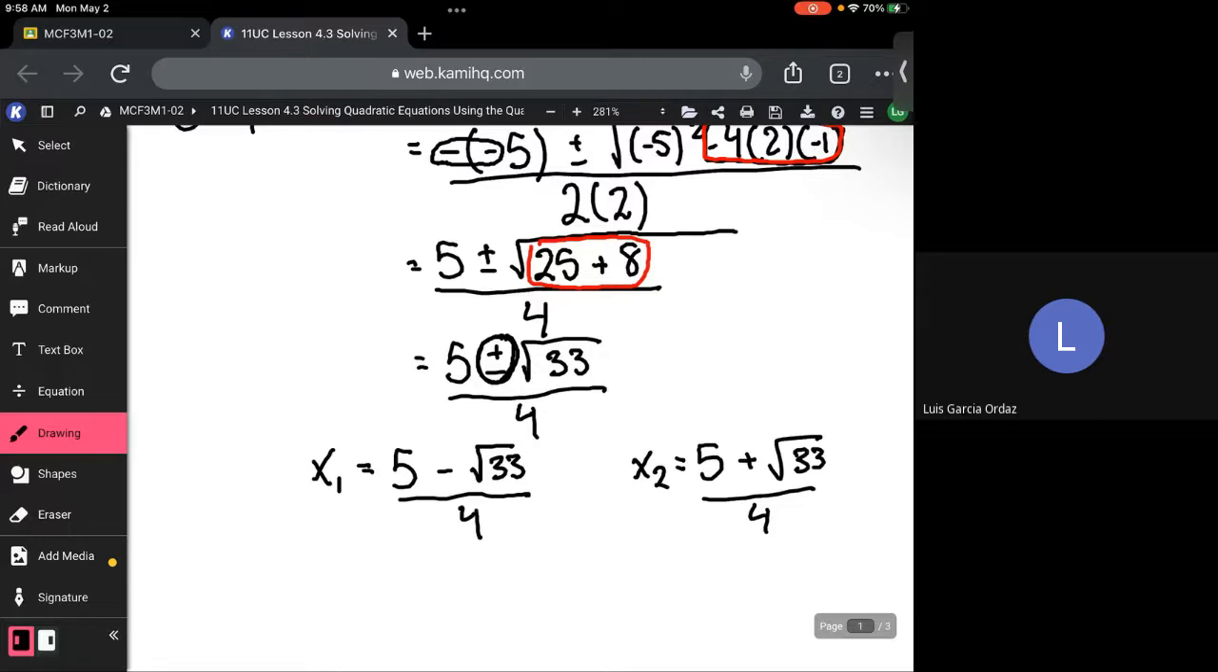Okay, so then you do x to the power of 1? Well, that's just the first. So x1 means the first x-intercept. x2 means the second x-intercept. Okay, so now we separate them to make them the different x-intercepts, and then we solve one with positive, one with negative. Yep. So what's the first one to 2 decimal places? Negative 0.18. Okay.